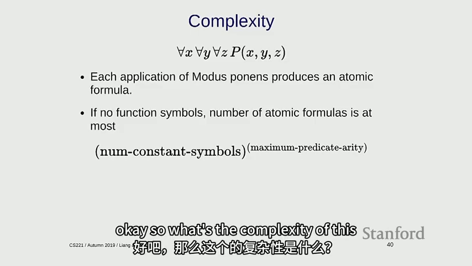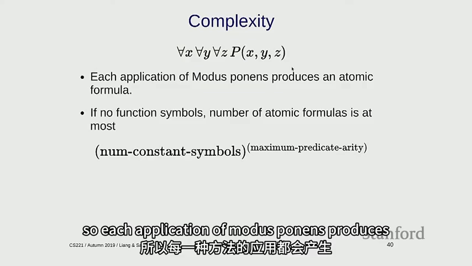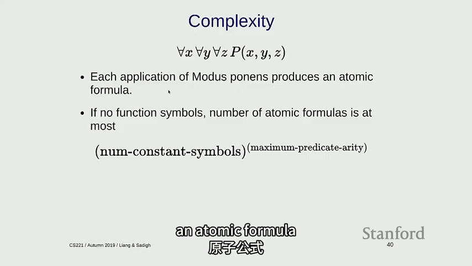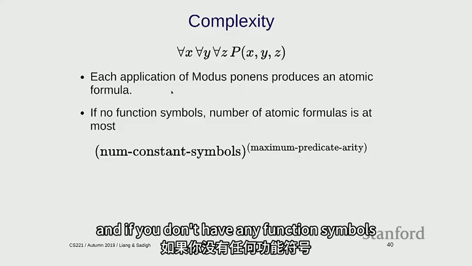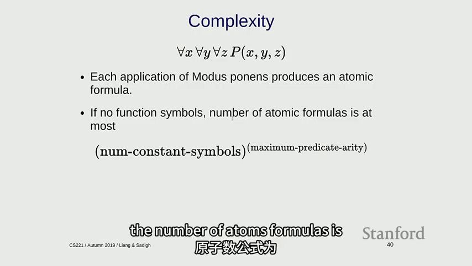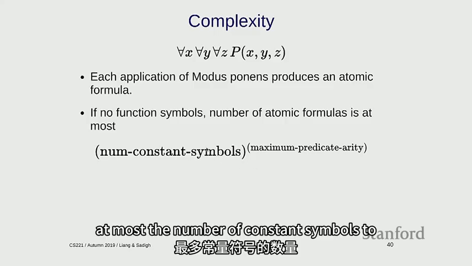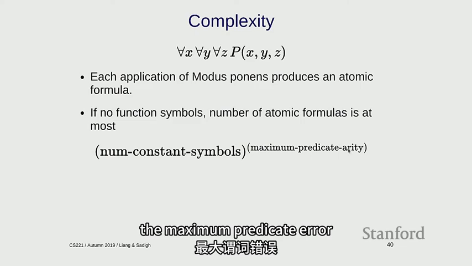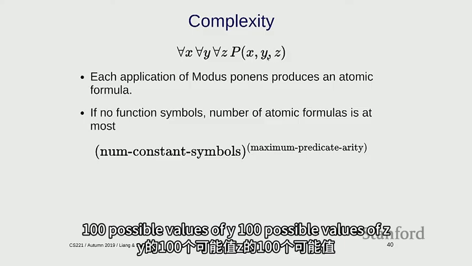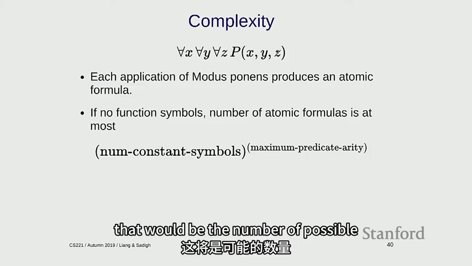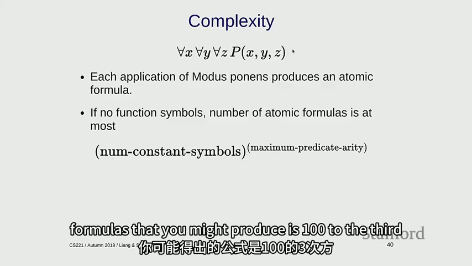Okay, so what's the complexity of this? Each application of modus ponens produces an atomic formula, just one, not multiple ones. So that's the good news. And if you don't have any function symbols, the number of atomic formulas is the number of constant symbols to the maximum predicate arity. So in this case, if you have 100 possible values of x, 100 possible values of y, 100 possible values of z, the number of possible formulas that you might produce is 100 to the third.